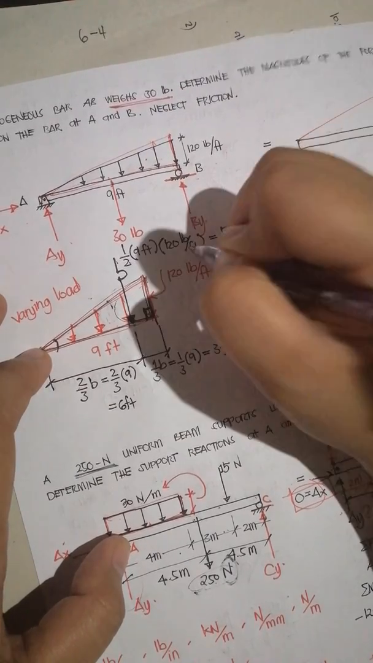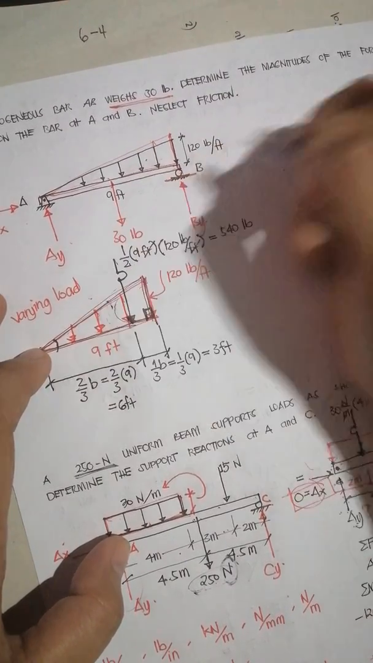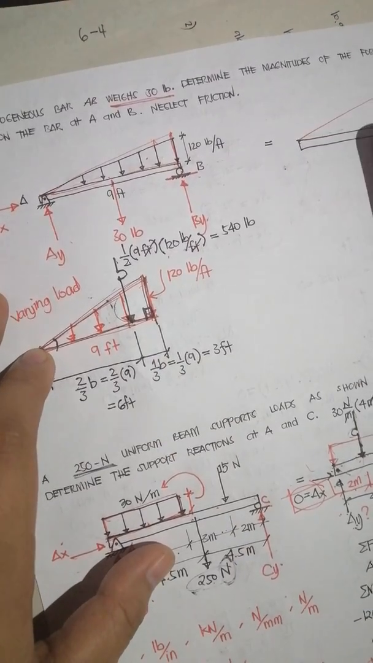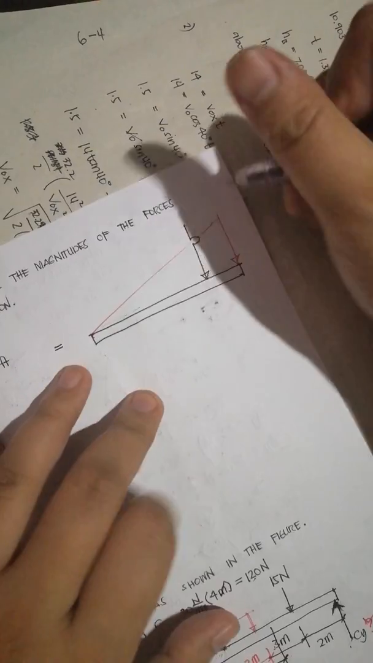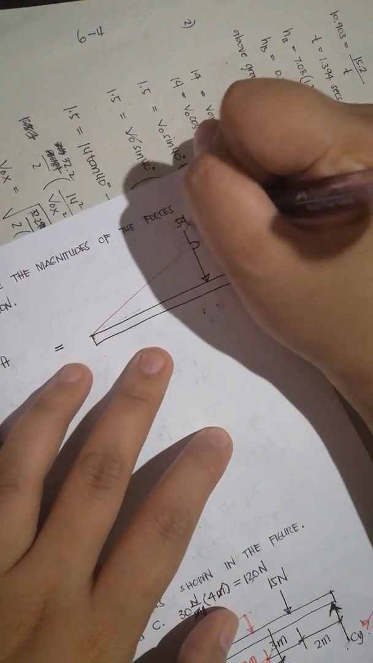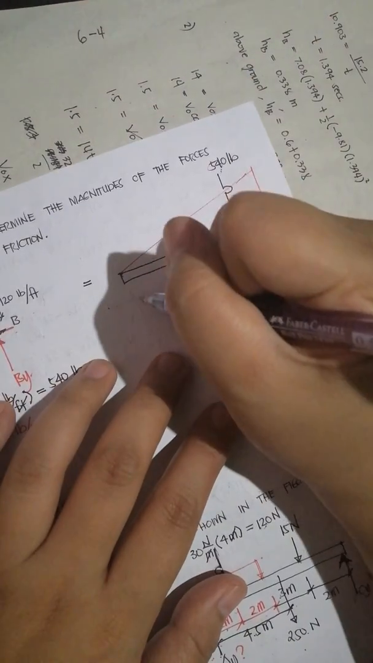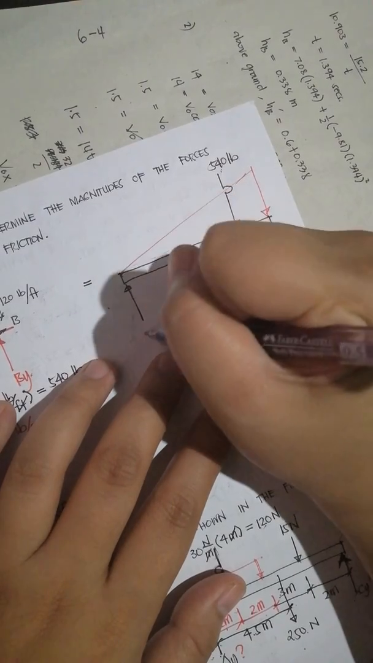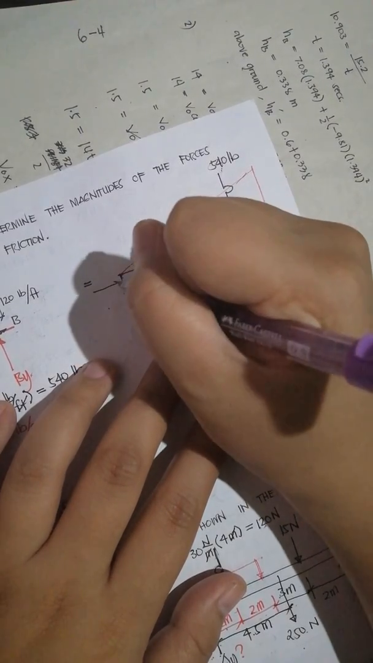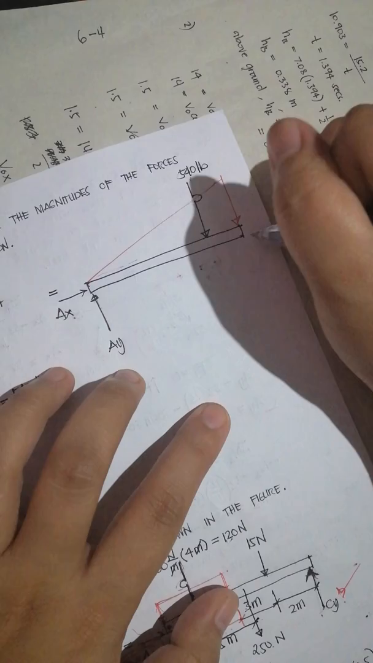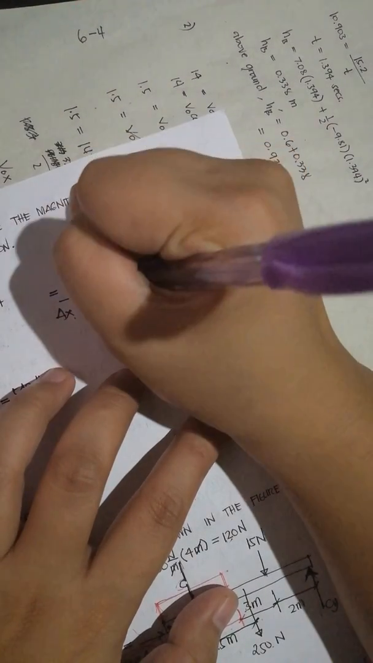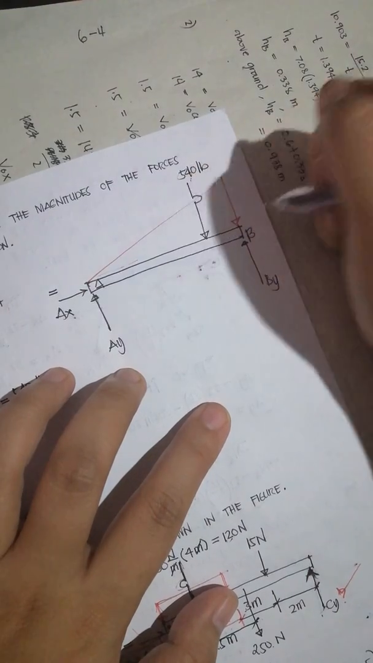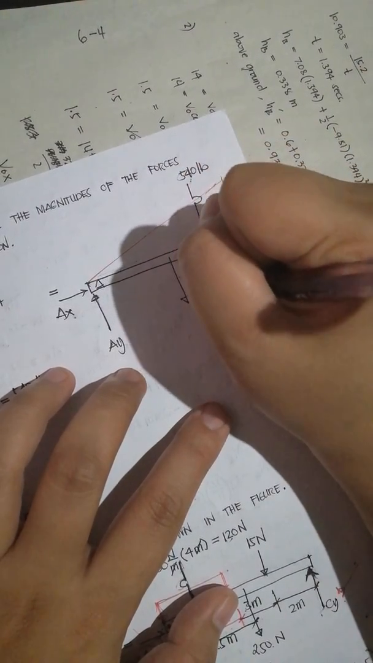540 pounds. Okay, so this is 540 pounds. From here, we again have AY, AX, and then BY, and this is A, this is B. Then of course we do not forget the weight, which is 30 pounds.